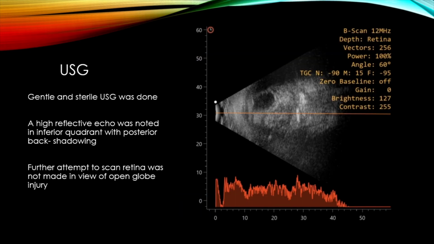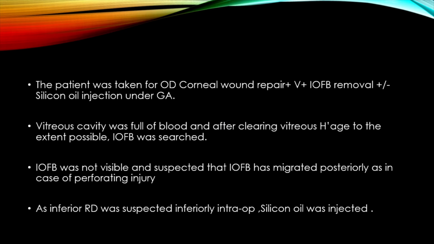USG was done in emergency. As it was an open globe injury, a gentle ultrasound was done. There was a presence of a high reflective echo with posterior back shadowing, but the exact location was not detected. The retinal and choroidal status was also not attempted to be looked at because of the open globe injury. So the patient was taken for right eye corneal wound repair with vitrectomy and foreign body removal under general anesthesia.